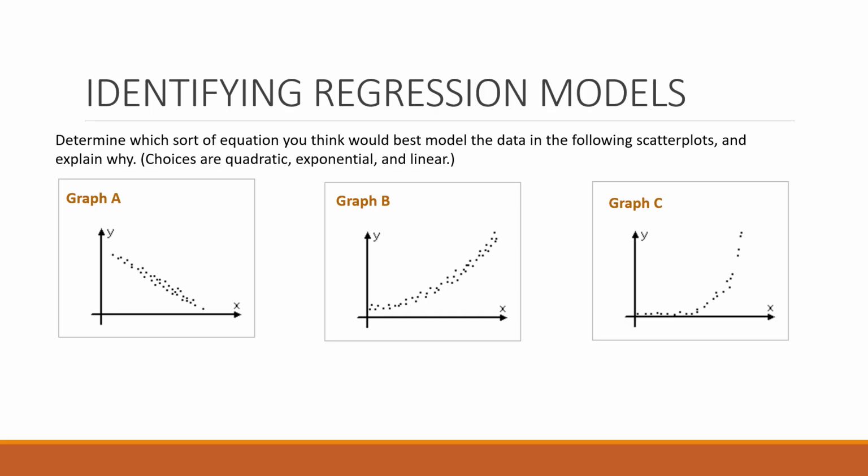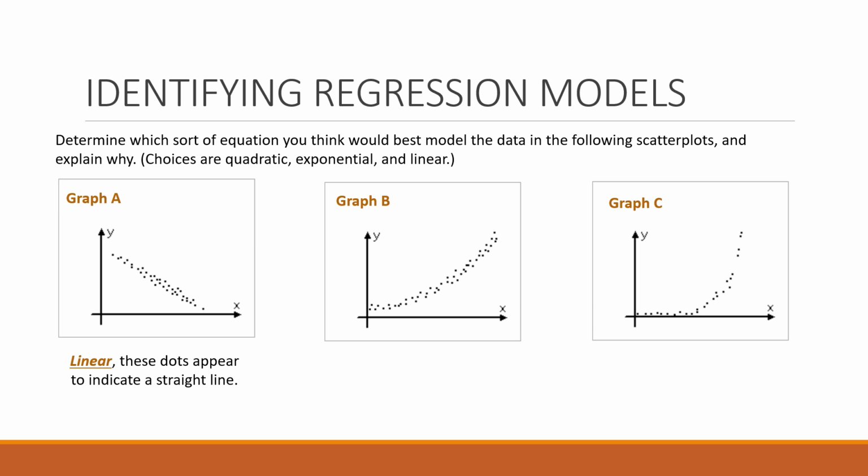Identifying regression models. Determine which sort of equation you think would best model the data in the following scatter plots and explain why. Choices are quadratic, exponential, and linear. If you look at graph A, that looks like a straight line, relatively high correlation. Linear, these points appear to indicate a straight line.